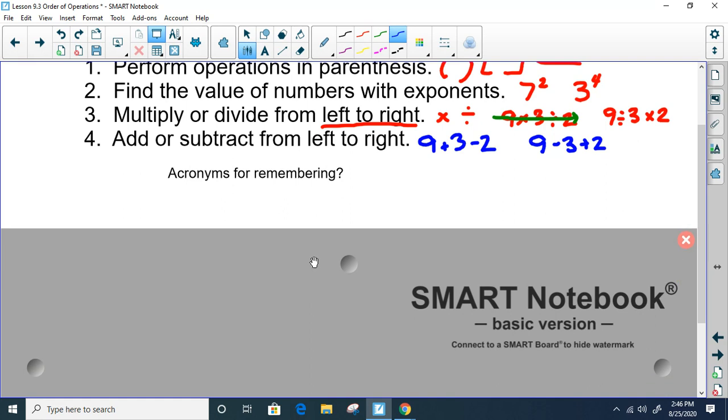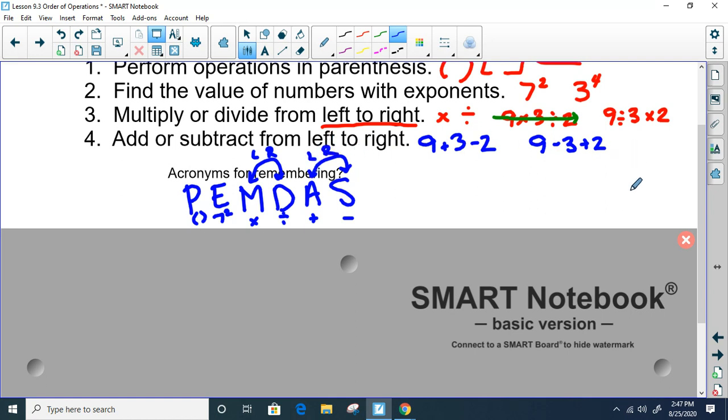So we have certain acronyms for remembering this. We remember this by PEMDAS, P-E-M-D-A-S. And we can remember this by please excuse my dear Aunt Sally. P is for parentheses, E is for exponents, multiply, divide, add, subtract. It is important to remember, however, that these two can be interchanged depending on which one comes first. We do left to right. Same with addition and subtraction. We can switch these around depending on which one comes first.